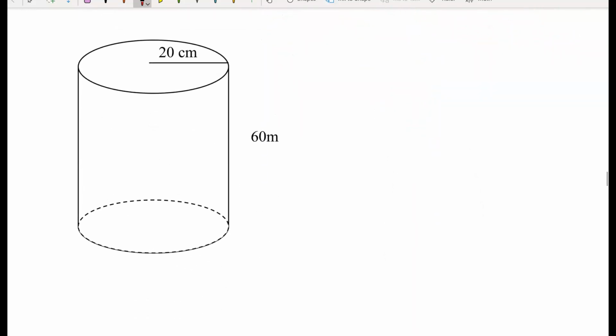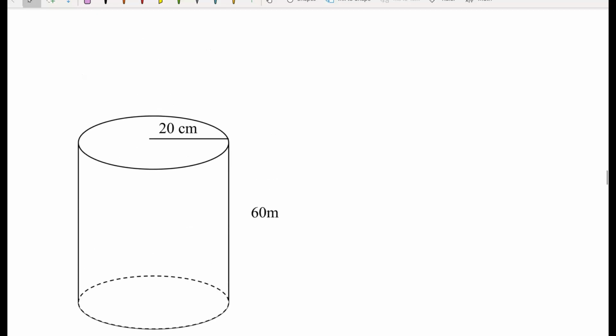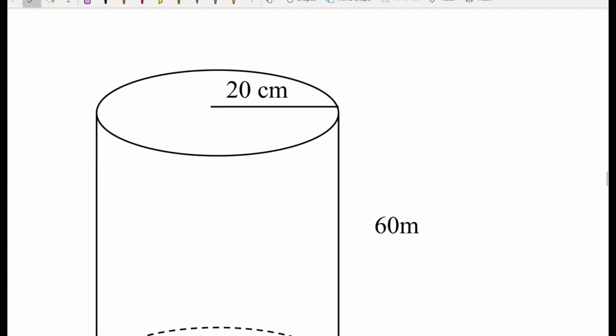Now we're going to take a look at cylinders. For cylinders, we have to remember to use pi, which is 3.14, but when we're putting that into our calculators, I always want you to use the pi button because it is more accurate. Then we also have to remember the difference between radius and diameter. Radius is from the center to the outside, whereas diameter would be all the way across.